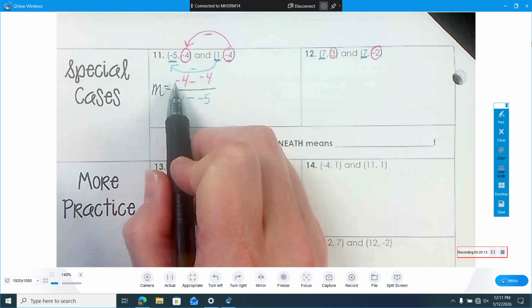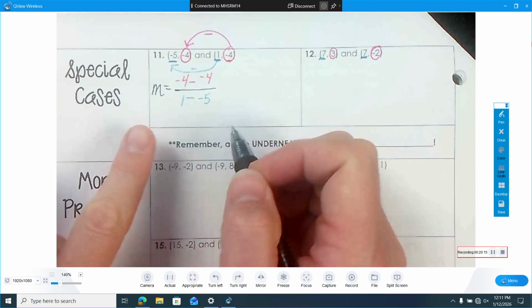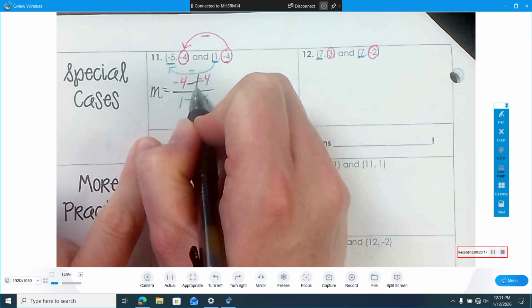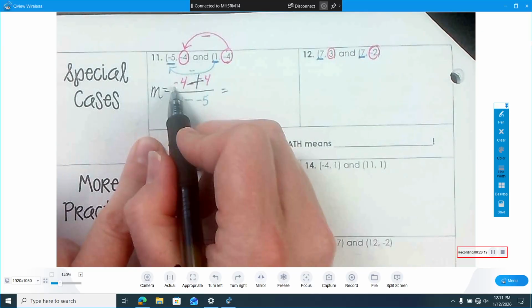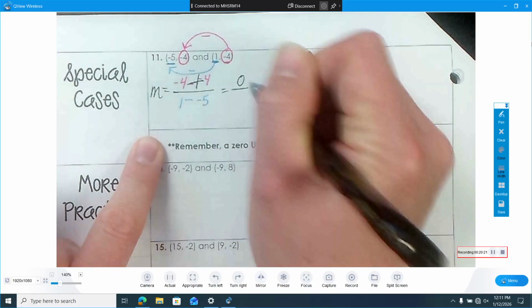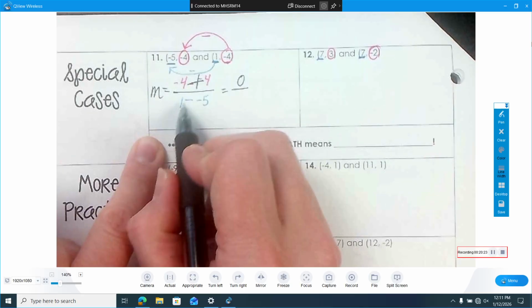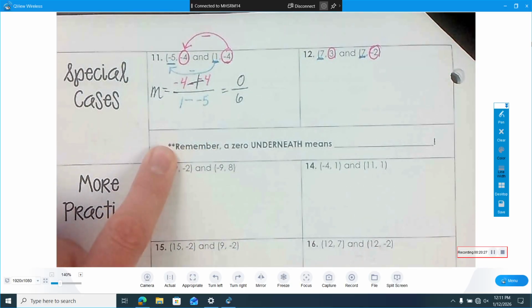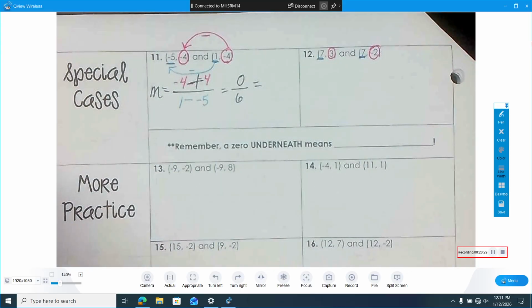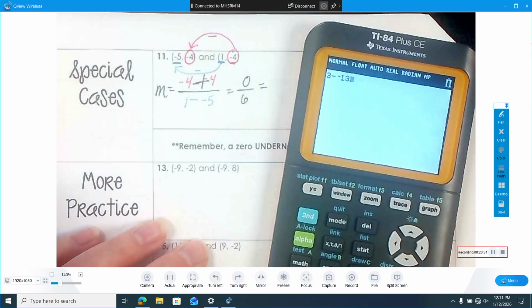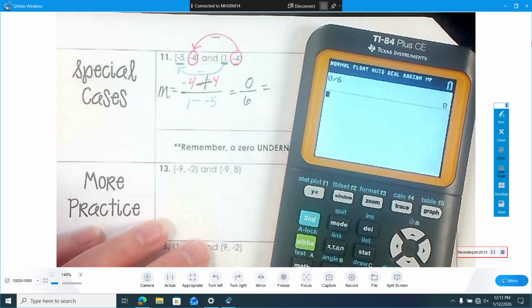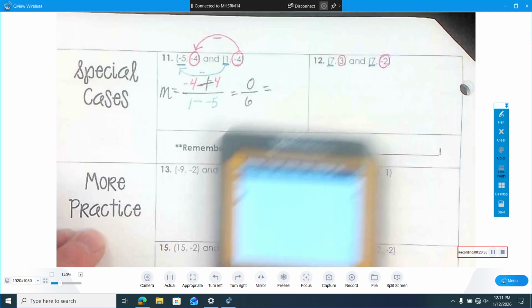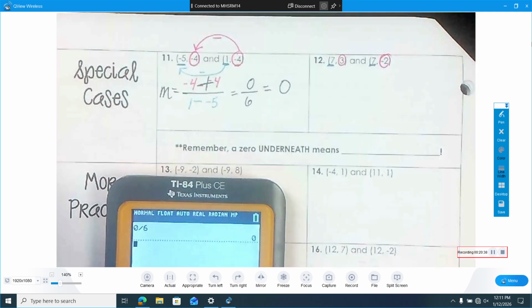All right, what happens here? Negative 4 minus a negative 4. You add, minus a negative turns to a big plus. What is negative 4 plus 4? 0. On the bottom, negative 1 minus 5. Add, so you get 6. What is 0 divided by any number? 0. Okay. So 0 divided by 6 is definitely 0. The calculator agrees. So it is 0. What does that look like? What kind of line is that? What shape is it?